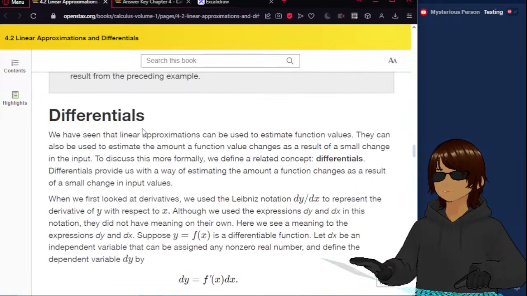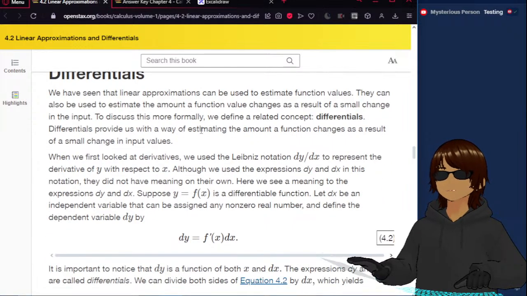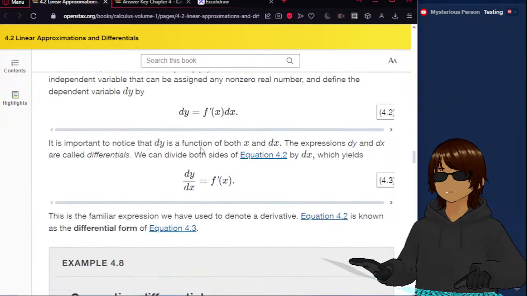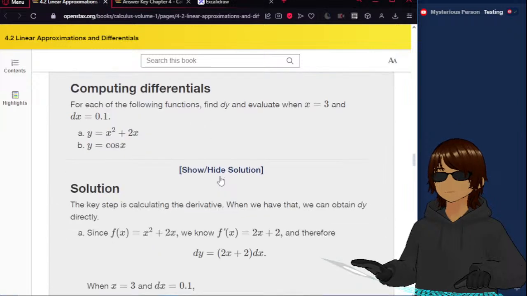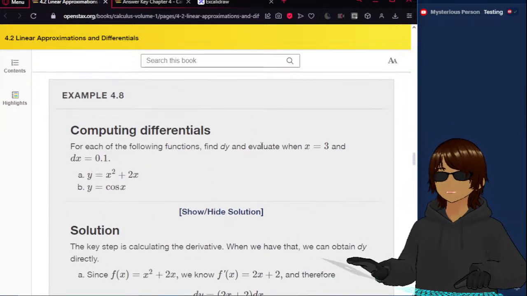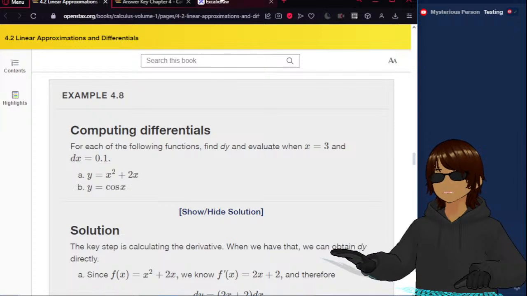We have seen that linear approximations can be used to estimate function values. They can also be used to estimate the amount a function changes as a result of a small change in the input. We define a related concept, differential. Okay. Find dy and evaluate when x is equal to 3 and dx is equal to 0.1.